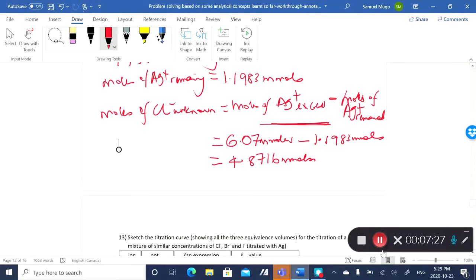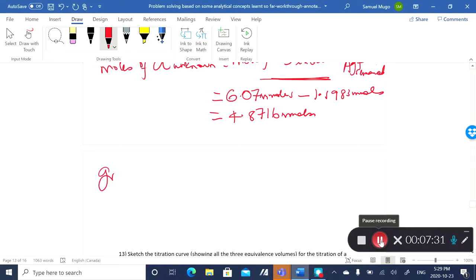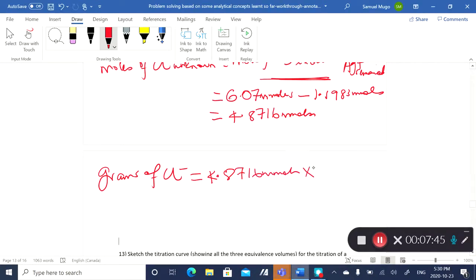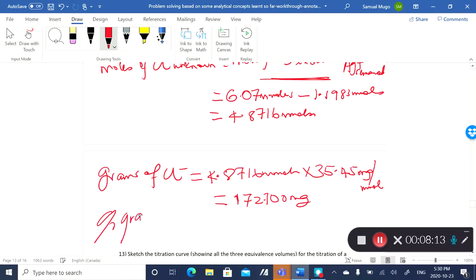The percent chloride is calculated by calculating the grams of chloride, which is equal to the number of millimoles, 4.8716 millimoles, times the atomic weight of chloride, which is 35.45 milligrams per millimole, the same as grams per mole. When you do that, you're going to get 172.70 milligrams. Then of course after that you can calculate the percent chloride, which is equal to the grams of chloride that we calculated, divided by the total mass of sample, times 100.